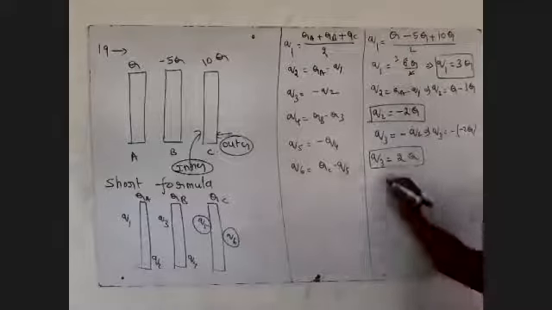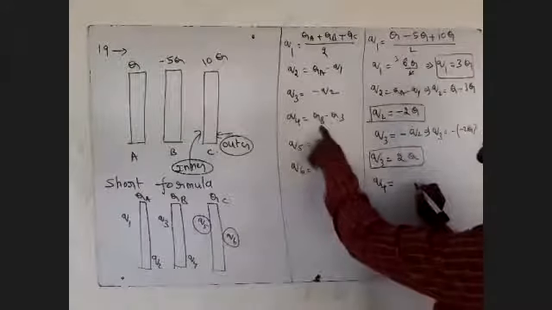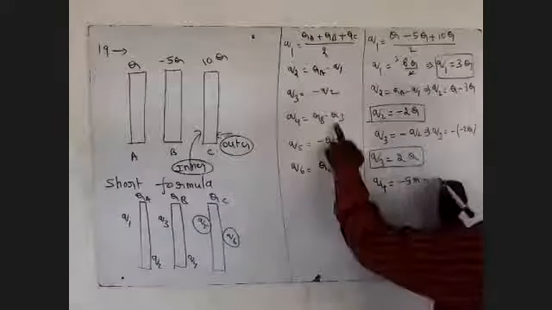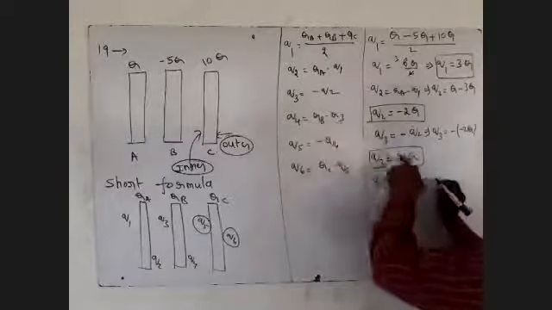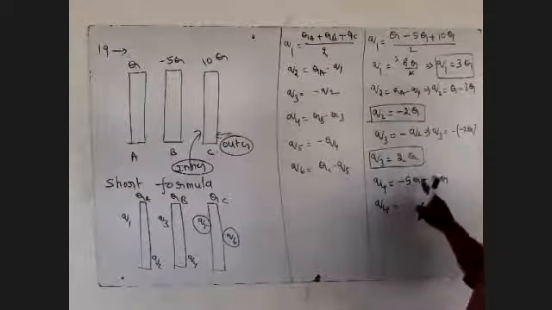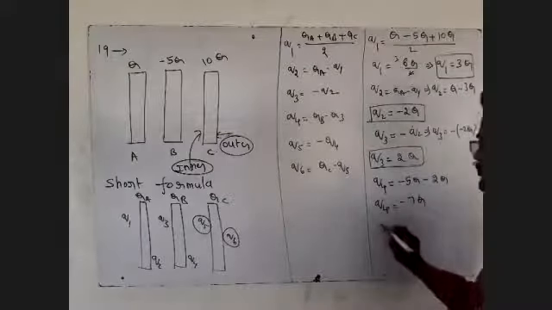Next, the Q4 value. Q4 is equal to QB minus Q3. QB means minus 5Q, so minus 5Q minus of Q3. The Q3 value is plus 2Q. So Q4 is equal to minus 5Q minus 2Q, which is minus 7Q. Next, the Q5 value.